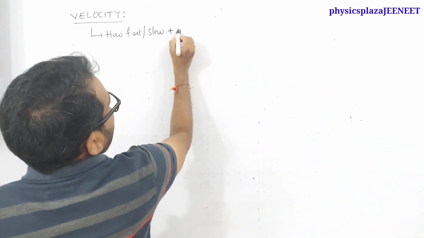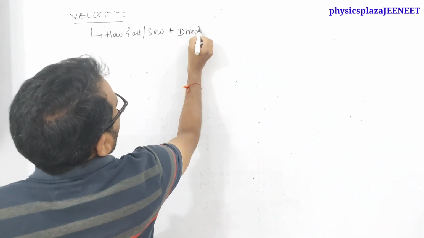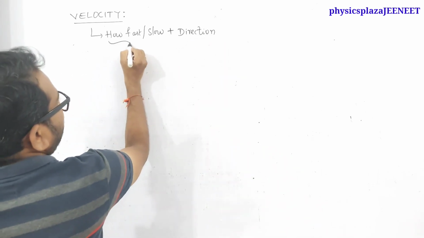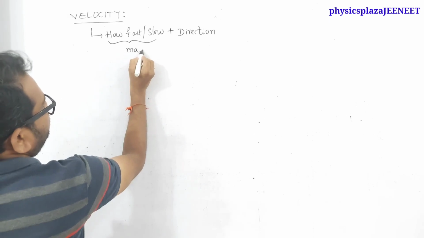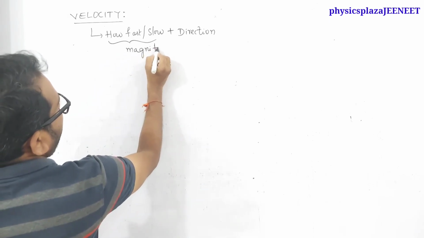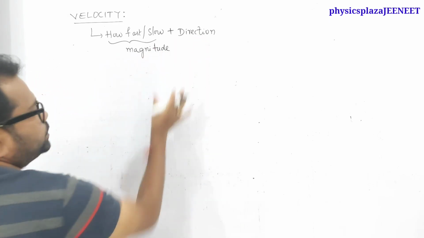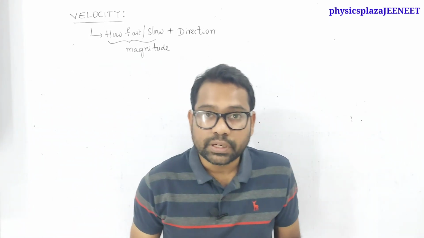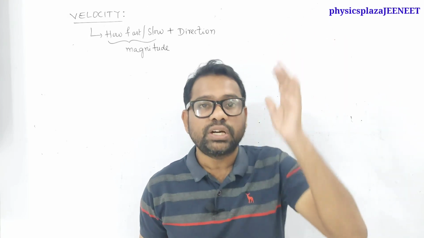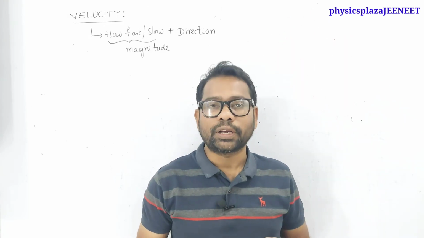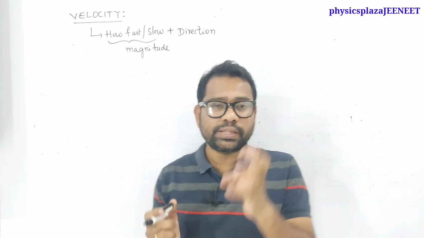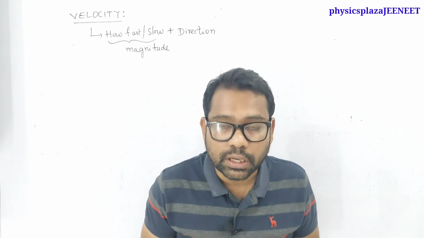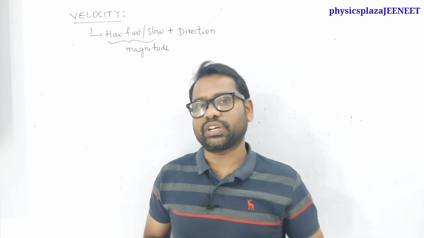Which side, which means what? Direction also. Very important. So this is all about magnitude plus direction. Velocity gives you information about how fast or how slow an object is moving, and also in which direction it is going. This is very important, children. So here one important point is there. Either displacement or velocity gives the direction of motion of an object.